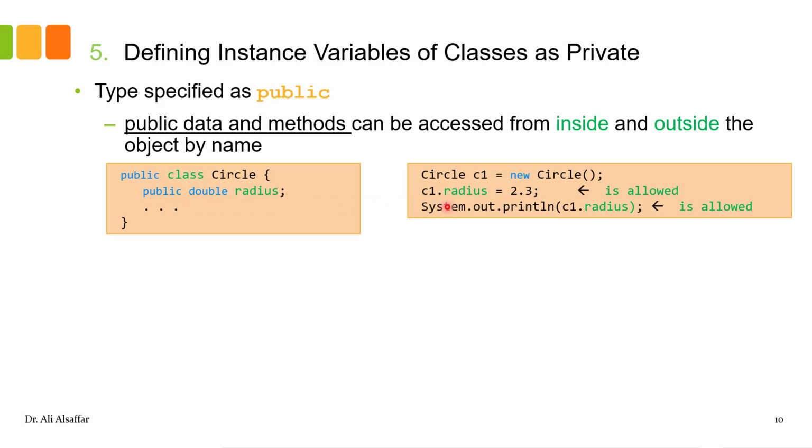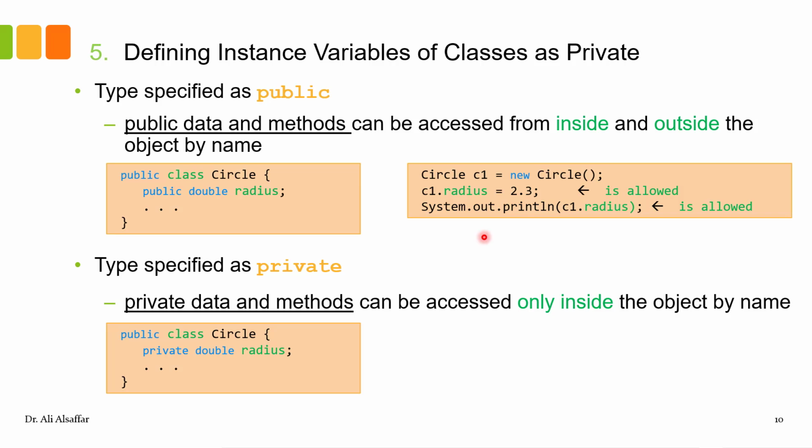Since the data is public, it is allowed to use dot to access the data for reading and writing. And here, in fact, we are writing. So you are saving 2.3 into radius. Writing into radius is allowed. And also if you are reading, for example, printing C1.radius, you are reading the value of radius inside circle, which is also allowed because the data is public.